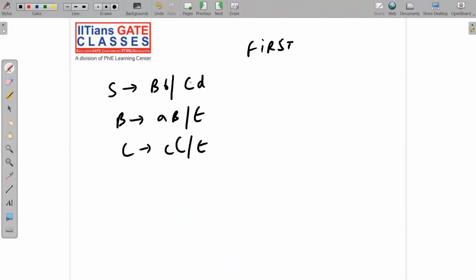I'm not writing first of S, first of B, first of C again and again. I'm just writing first. So here obviously I will write first of S, first of B, and first of C. So please tell me, what should be the first of S?